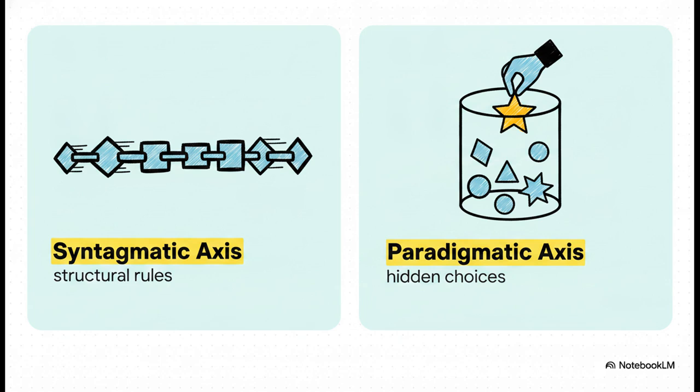But the second axis is the paradigmatic axis, and this operates vertically. It holds the hidden pool of alternatives, the words, the tenses, the voices the author could have legally chosen for that exact spot but didn't. So, while the horizontal axis tells us what's legal, the vertical axis holds the hidden choices that reveal true intent.